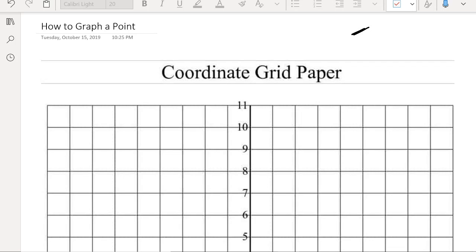The coordinate grid, right? So just ignore this. Obviously, if you're working on paper, you have paper, so we don't need to focus on that. But the coordinate grid, right?